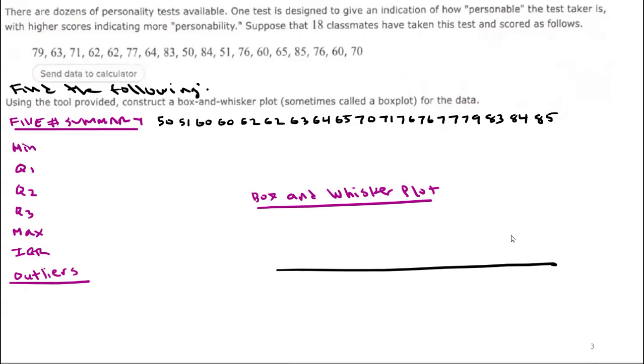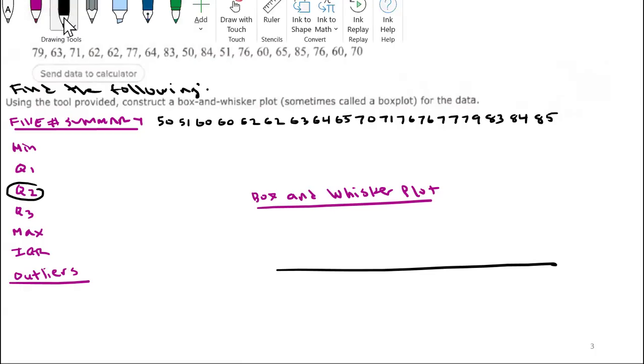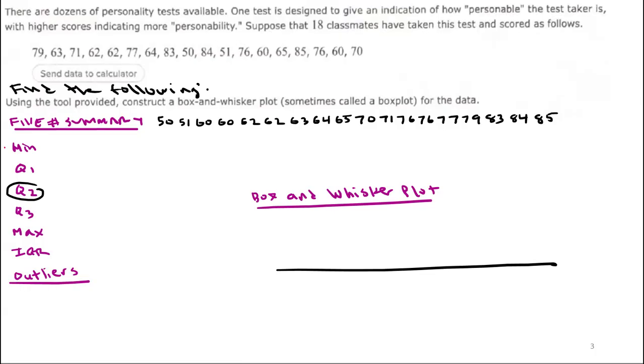So number one, remember the first thing we need to do is put this in order from least to greatest. I've already done that here. Then we just start answering these questions. The first thing you want to do is start with Q2. That's the most important part. When we try to find the middle number here, notice that we're going to have two of them. That's going to be 65 and 70. So let me use a different color here. We have 65 and 70 as our middle numbers.